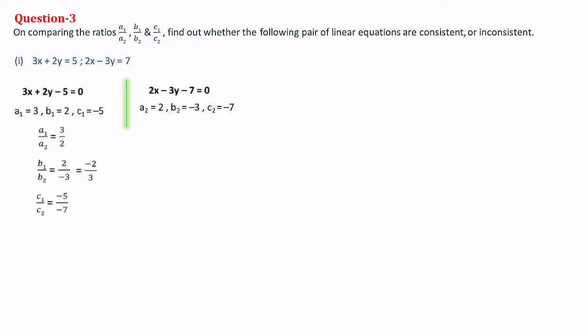But anyway, we will go for c1 by c2 also. c1 is minus 5, c2 is minus 7. Here minus can be cancelled. We will get the answer as 5 by 7. So here we can come to the conclusion that a1 by a2 is not equal to b1 by b2. If a1 by a2 is not equal to b1 by b2, we know that the system will have a unique solution. Since there is a solution, we can say that the system is consistent.